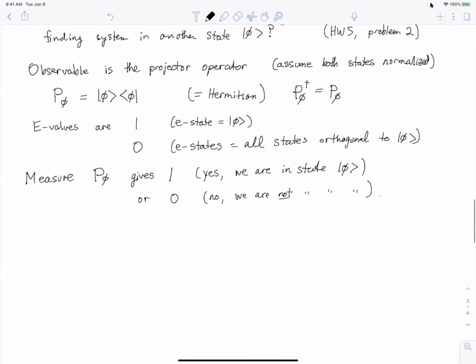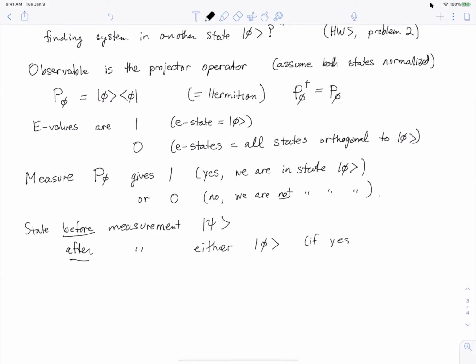Okay, so again, the state before the measurement is what we've been calling psi. And after the measurement, it's one of two things. It's either going to be phi if the answer to your observable was yes or 1, or it's going to be psi minus phi psi if the answer was no.